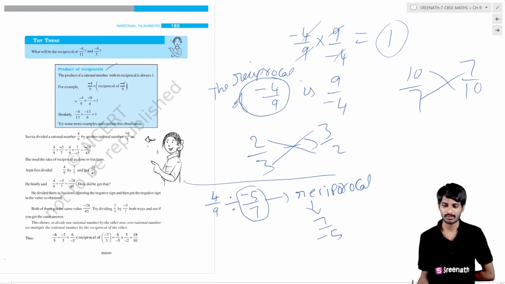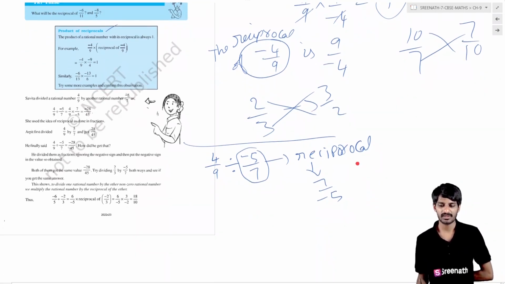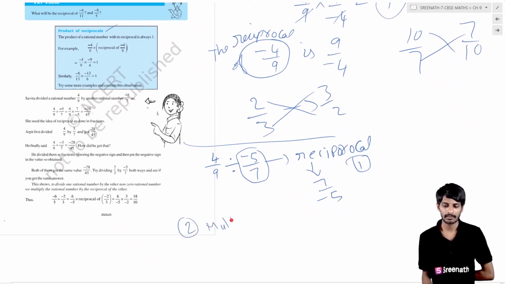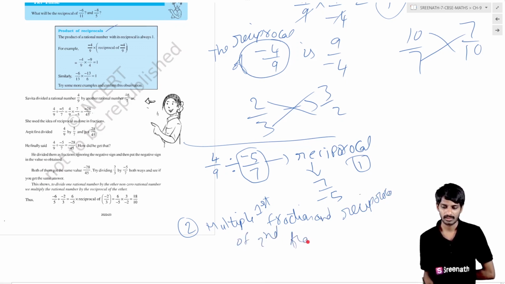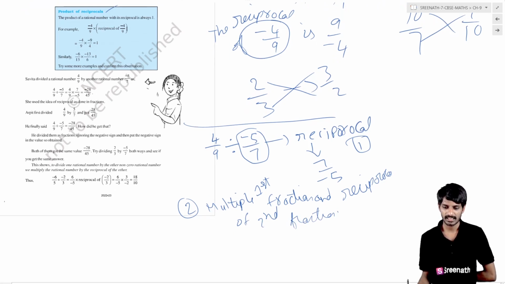Now what is the second step you have to do? After finding the reciprocal, which is the first step, what is the second step? Multiply the first fraction and the reciprocal of the second fraction. Very simple, guys. Just wait a second.